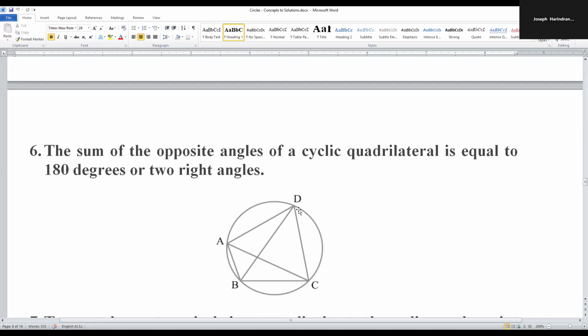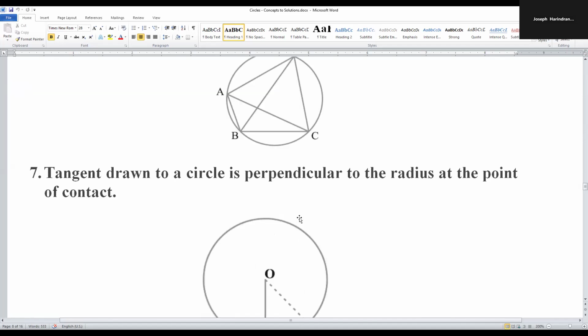The sum of the opposite angles. We already know the angle sum property: the sum of all the angles in any quadrilateral is 360 degrees. But this is a special property for cyclic quadrilaterals, where the sum of the opposite angles of a cyclic quadrilateral is equal to 180 degrees, or 2 right angles. So angle A plus angle C is equal to 180, and angle B plus angle D is also equal to 180 degrees.